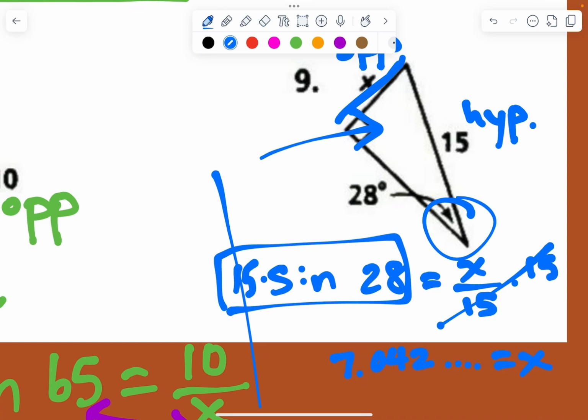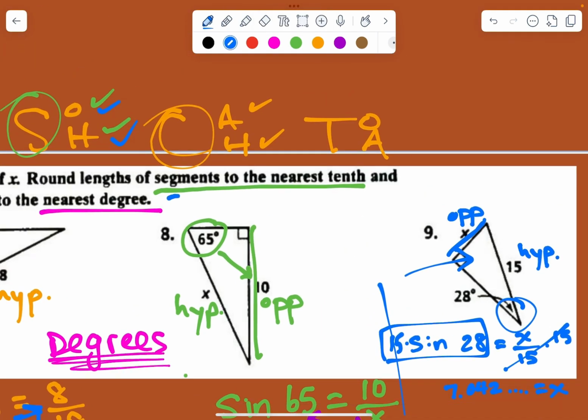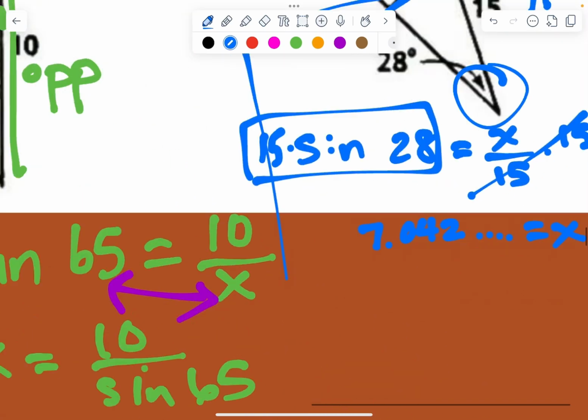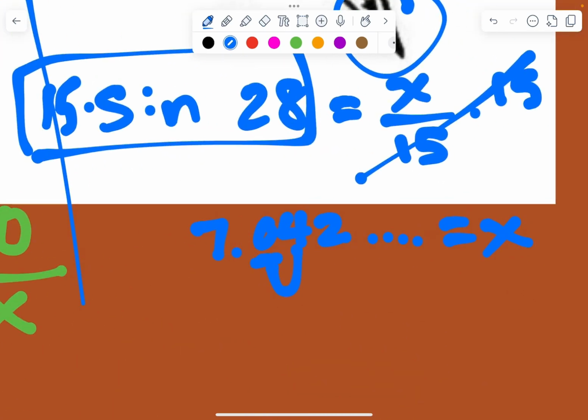And again, the directions say segments get rounded to the nearest tenth. So the tenth place is right here. We look next door, 7.0, because the 4 is not big enough to push that up. And because it does want the tenth place, again in Schoology, you will need to enter 7.0 for full credit.